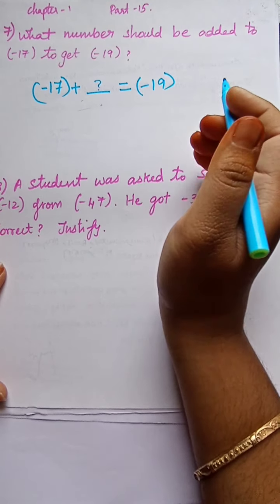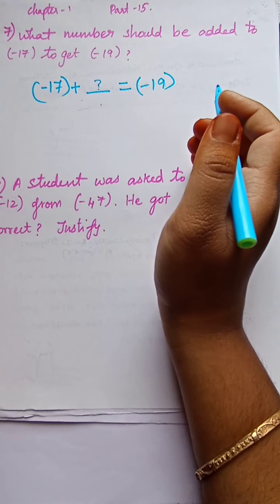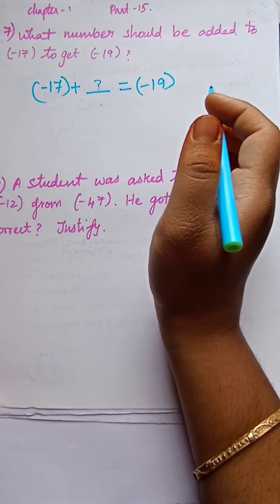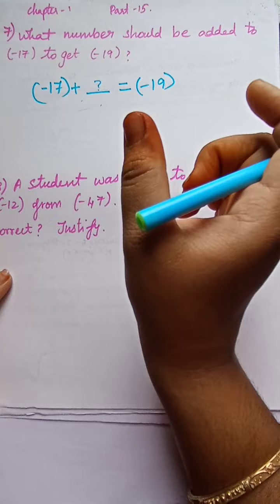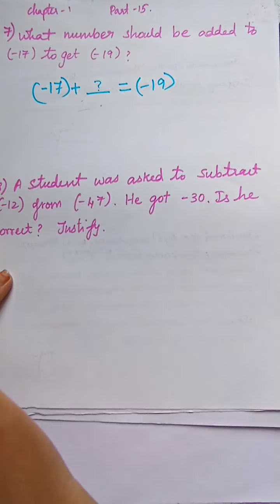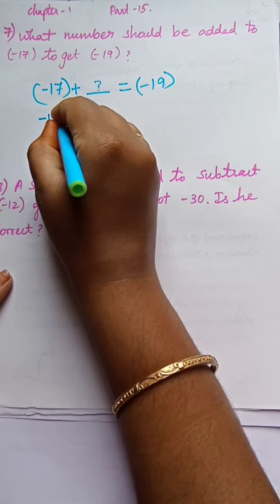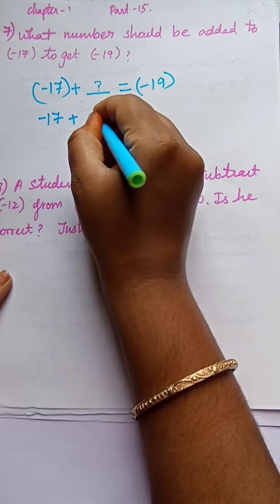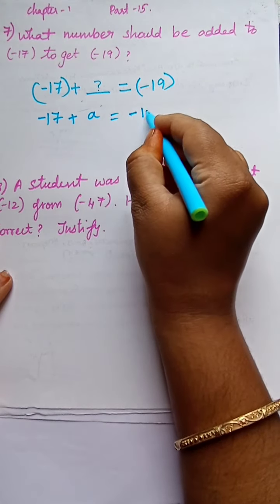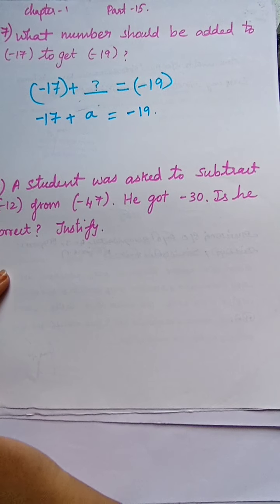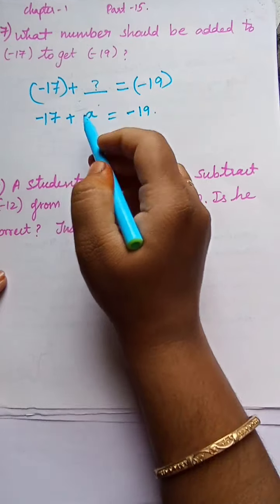Can you understand? Okay, next in the fill in the blanks type, we will place a value for the dash, right? So we are going to give a for the dash here. So minus 17 plus a equal to minus 19. Clear? Can you understand? Now we have to find the value of a here.